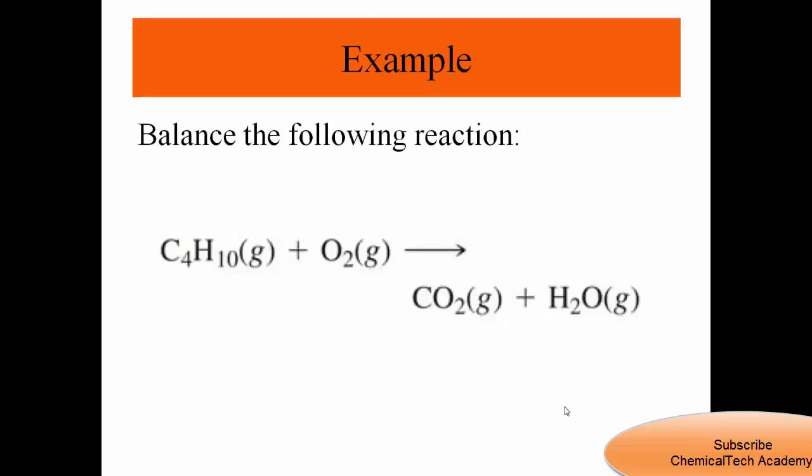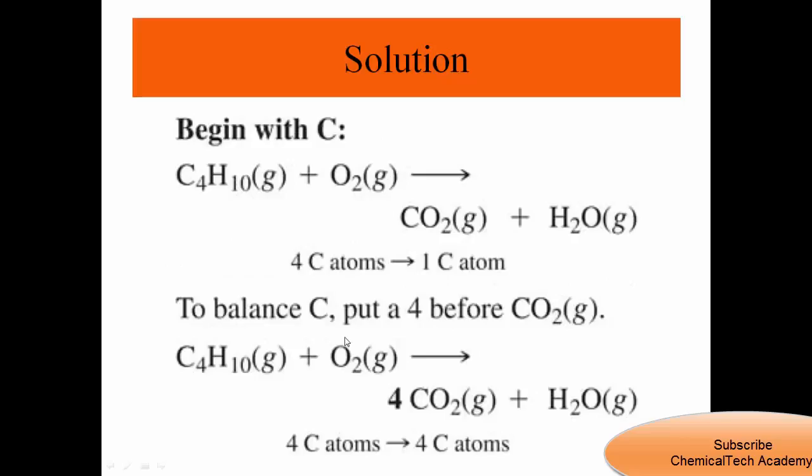Next example. Balance the following reaction. We have C4H10, which is butane, plus O2 is going to give us CO2 plus H2O. In this case, we start with C, carbon. On the left hand side, we have 4 carbons. On the right hand side we have 1 carbon. So 4 and 1, we need to place 4 in front of CO2. So we have C4H10 plus O2 is going to give us 4 CO2 plus H2O. Now it is balanced in terms of number of carbon atoms.